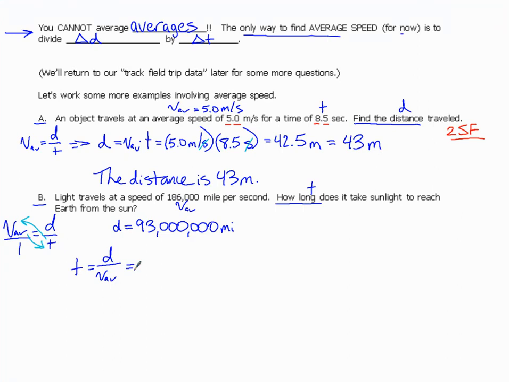So now we have our formula in symbols, and we have our numbers. Distance of 93 million miles. Average velocity of 186,000 miles per second.